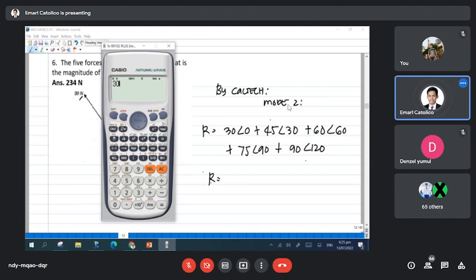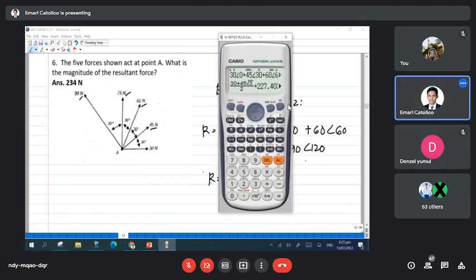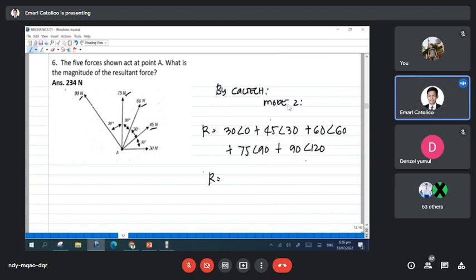Bakit hindi ko ma-shift? 0 plus 45 shift A 30 plus 60 shift 60 plus 75 angle 90 plus 90 angle 120. So ayun guys, so convert natin ng r theta, shift complex number 3. Yun. So, 234. Tama.